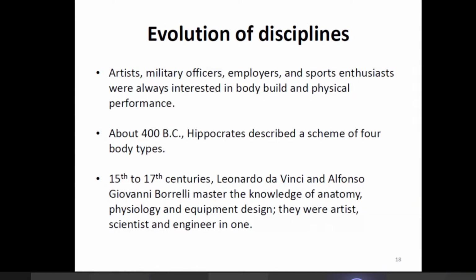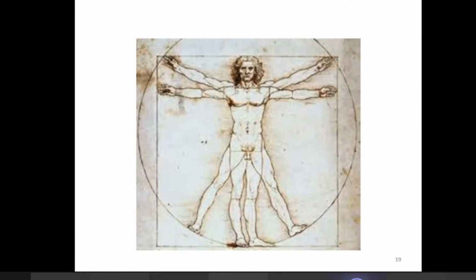If you look at famous artists and scientists like Leonardo da Vinci, the person who drew the Mona Lisa, he was claimed to have lots of drawings and writings on the human body. We have the Vitruvian Man by Leonardo da Vinci. This is one of his very famous works.